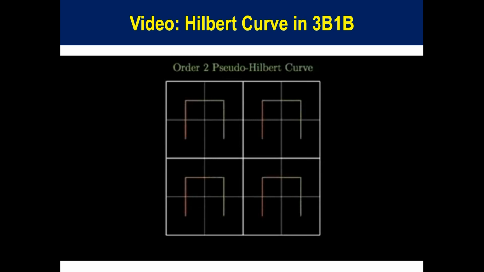If we left those mini-curves oriented as they are, going from the end of the mini-curve in the lower left to the start of the mini-curve in the upper left requires this kind of awkward jump. Same deal with going from the upper right down to the lower right. So we flip the curves in the lower left and the lower right to make that connection shorter.